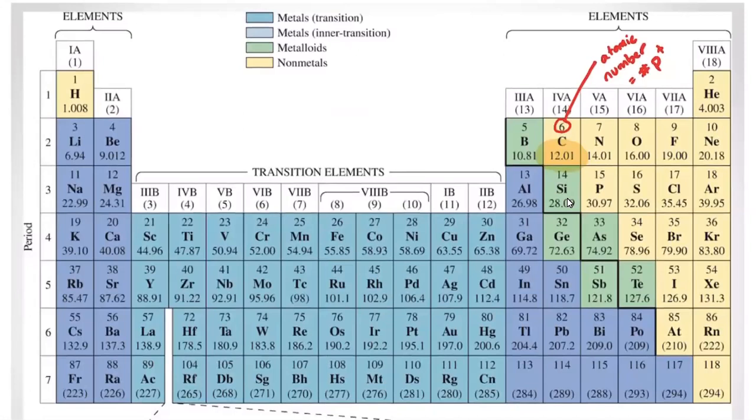Okay, so carbon can exist as many different isotopes, and what you're seeing there on the periodic table is, I believe your book calls it, the relative atomic mass. So that right there is the relative atomic mass.